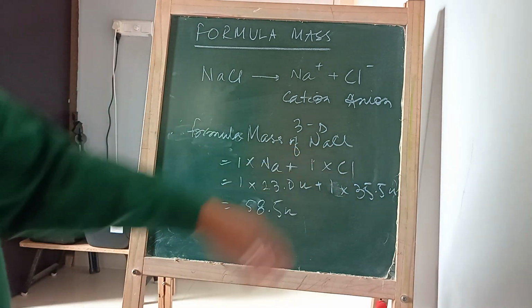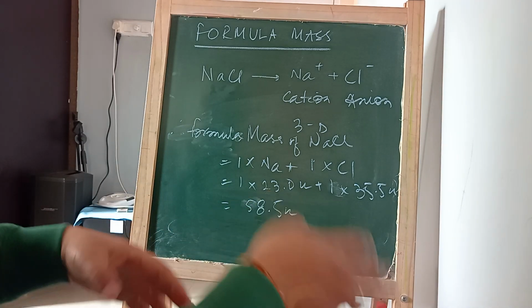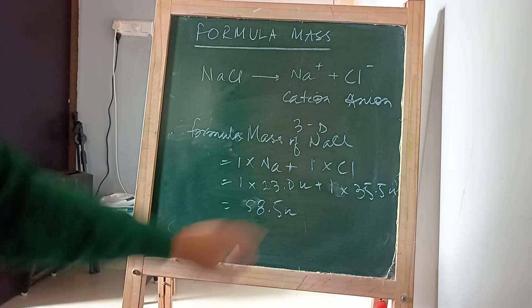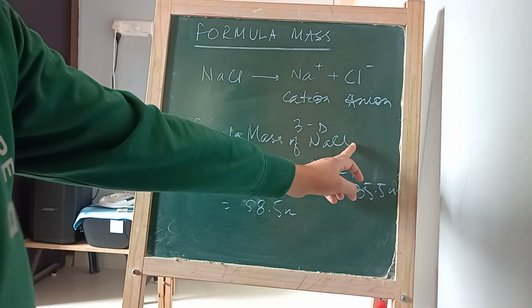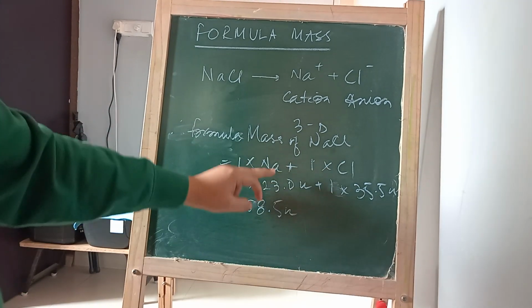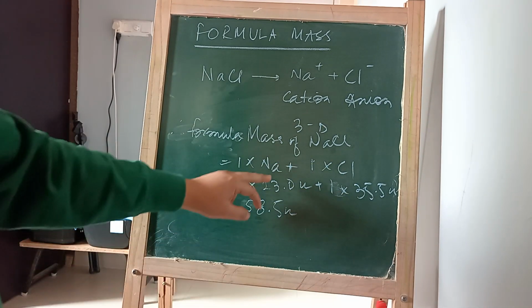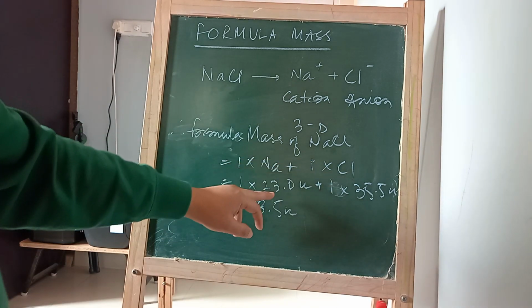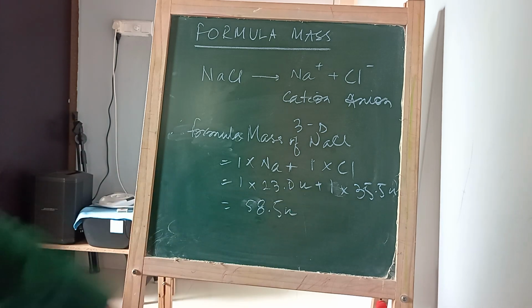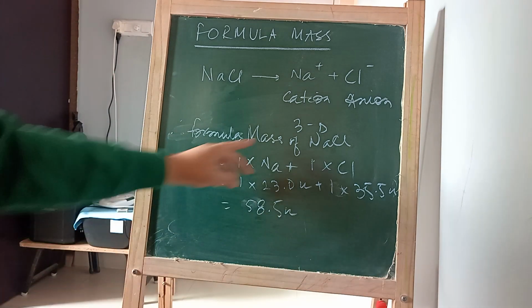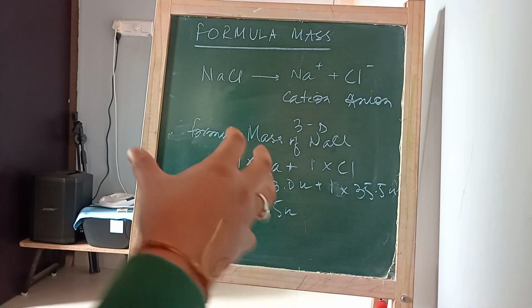So the formula mass of sodium chloride, how will you calculate? The way of calculation will be the same as what we have done for molecular mass. It's one sodium ion and one chloride ion, or one sodium atom and one chlorine atom. So 1 into Na plus 1 into Cl, where Na and Cl represent the atomic mass of sodium and the atomic mass of chlorine. The atomic mass of sodium is 23.0 U, and the atomic mass of chlorine is 35.5 U. Summed together, the formula mass of sodium chloride is 58.5 U.